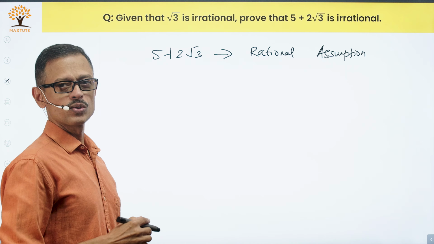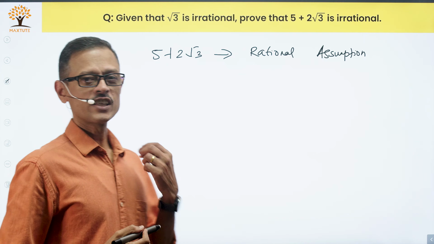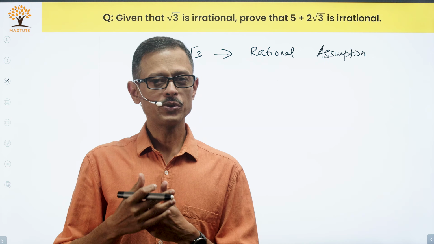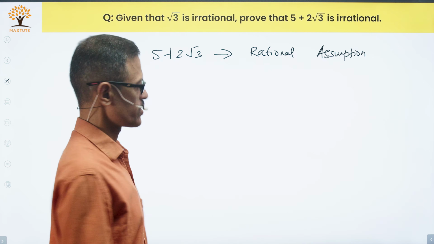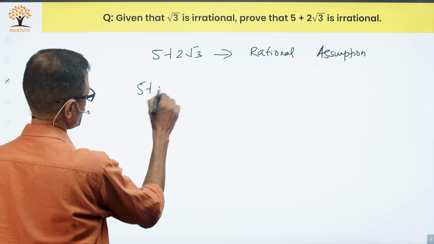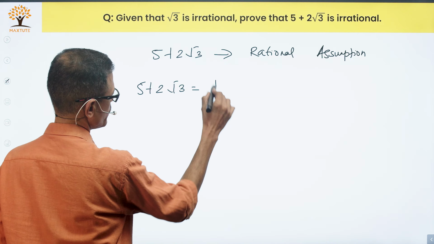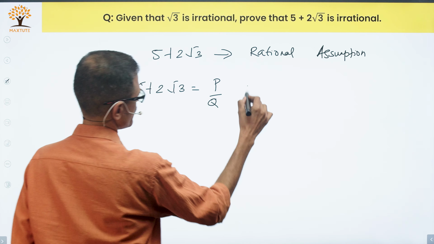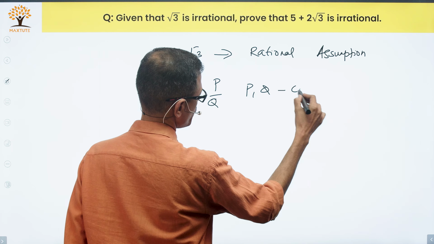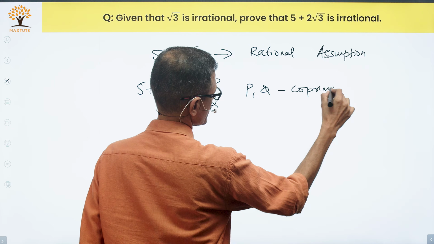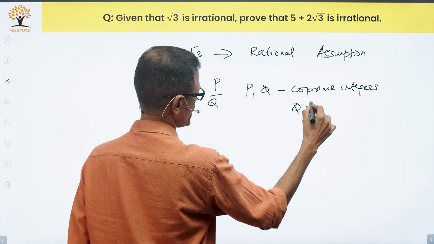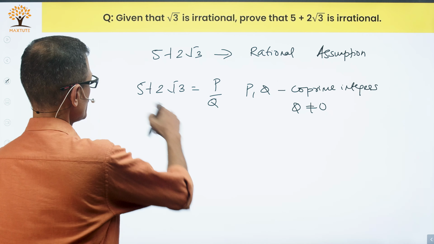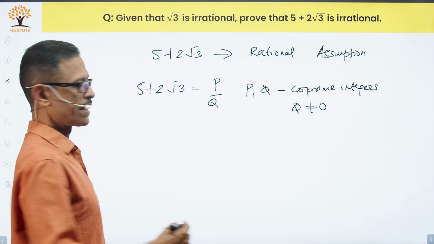If 5 plus 2 root 3 is a rational number, then we can express it in the form of p by q, where p and q are coprime integers such that q is not equal to 0. So 5 plus 2 root 3 will be equal to p by q, where p, q are coprime integers, and obviously q is not equal to 0.